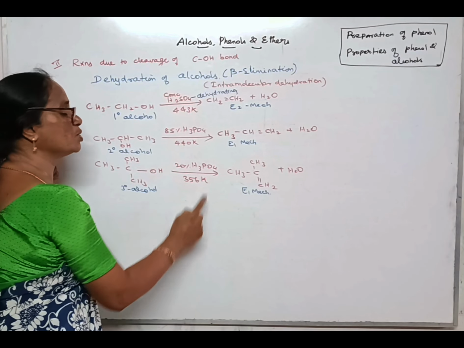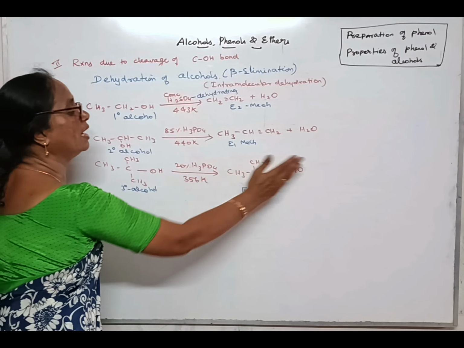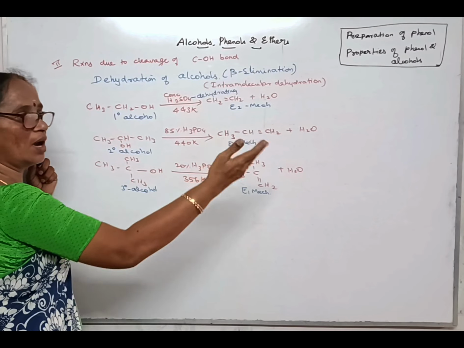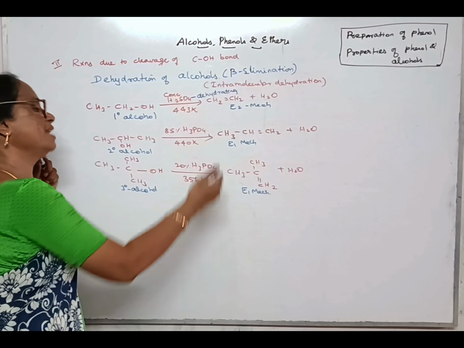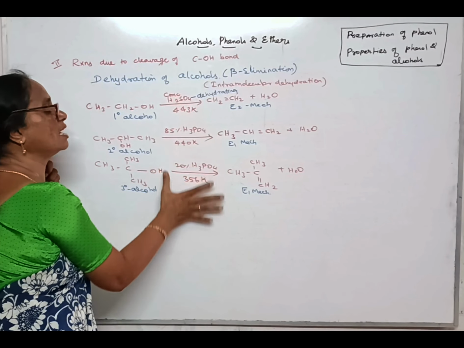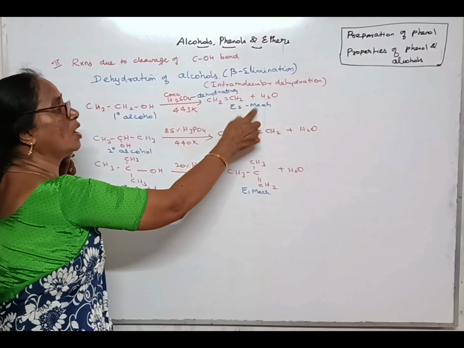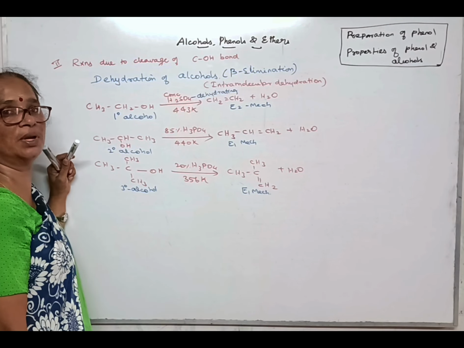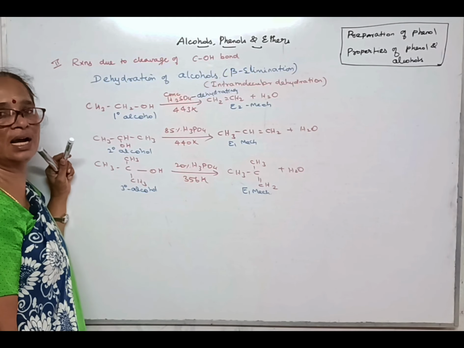Temperature is also reduced to 356 Kelvin. So under this mild condition itself, dehydration takes place. The reason is that secondary and tertiary alcohols follow the E1 mechanism, with the formation of a carbocation. Secondary and tertiary carbocations are more stable, and hence the reaction condition is reduced. But in the case of primary alcohol, it has to follow the E2 mechanism, because the carbocation is least stable, and hence the reaction condition for primary alcohol is very high.